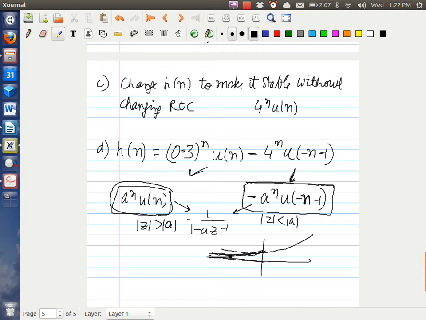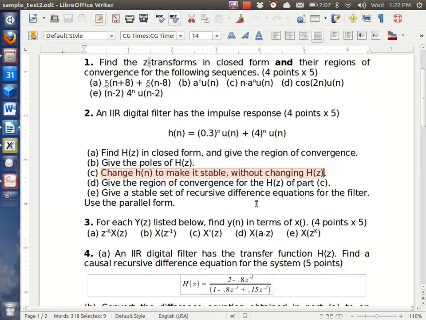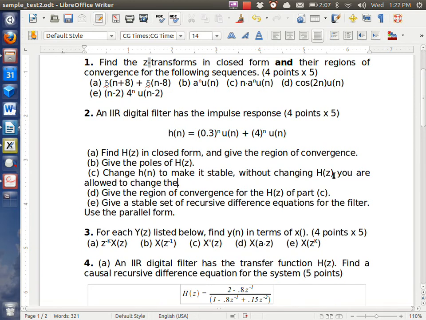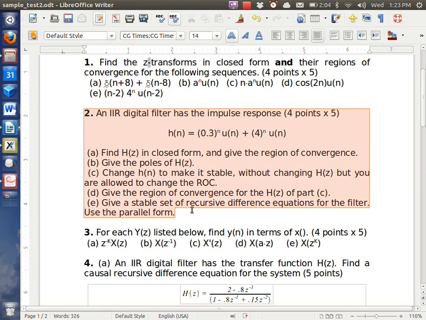Doesn't that change the ROC? Yeah, so the problem said just don't change H of z, but okay, maybe you are allowed to change the ROC. Yeah. So we're going to change the ROC again. In real life, you can't just do something like this. This is just an example, just demonstrating the theoretical concepts. You're just flipping the signal and calling it stable.